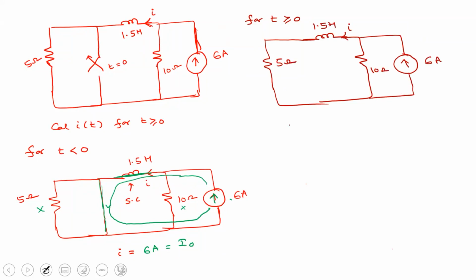Right. So now tell me what is I of infinite? 4 amperes. So again, this is short circuited, so current is divided between, right? So 10 by 5 plus 10 into 6, that is 4 amperes.